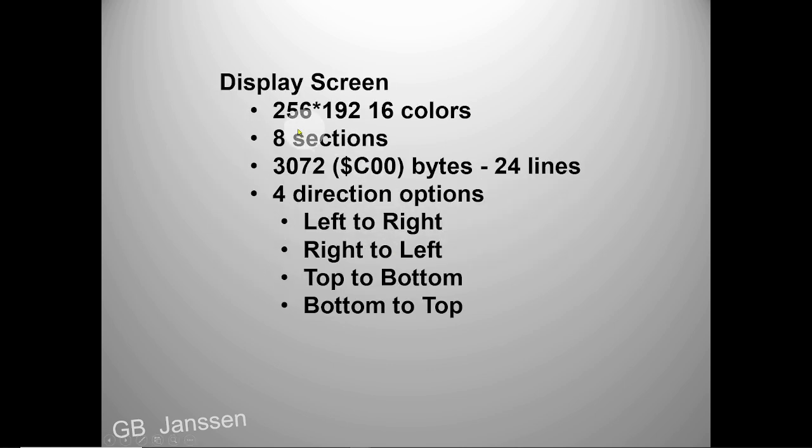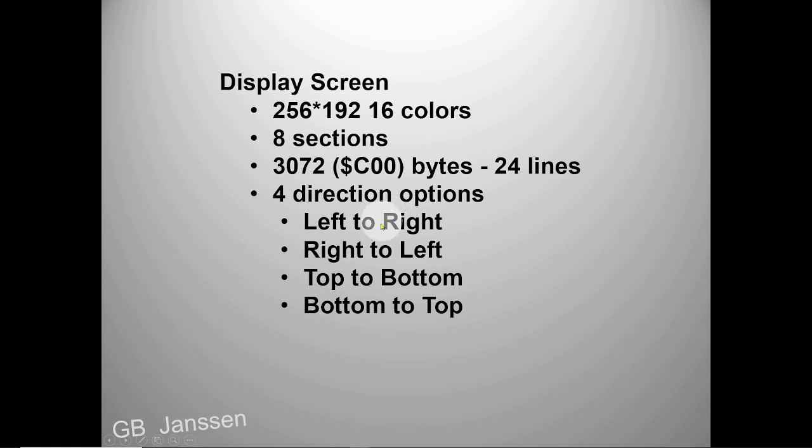Our display screen will be 256 by 192, 16 colors, 8 sections. What's a section? Okay, we're going to take the screen and divide it up into 24 lines, each one hex C00 bytes long. So we'll have 8 of these, 24 bytes long. I'll show you here in a little bit of what we're doing.